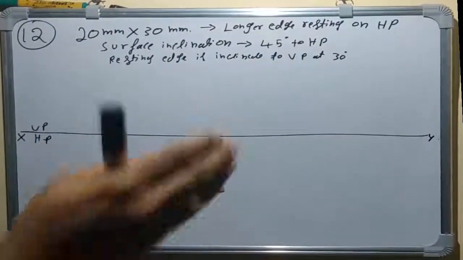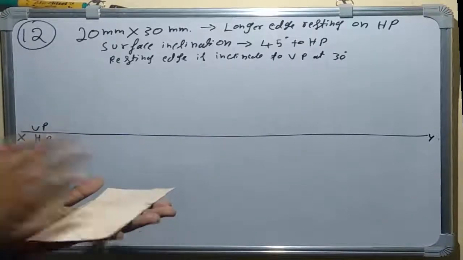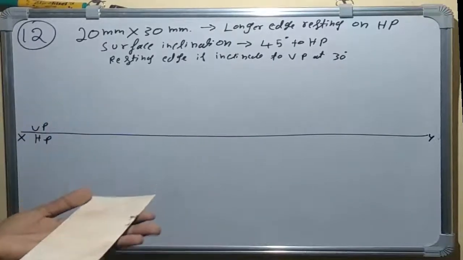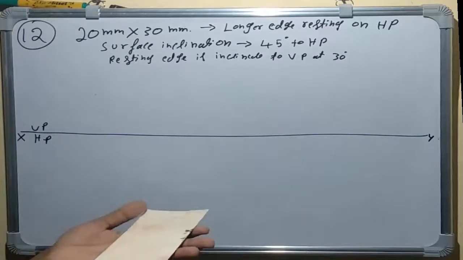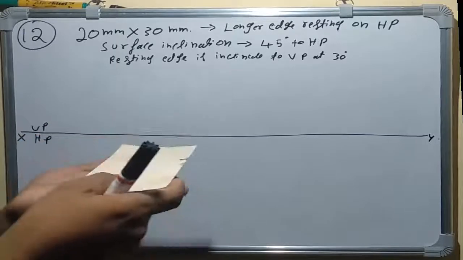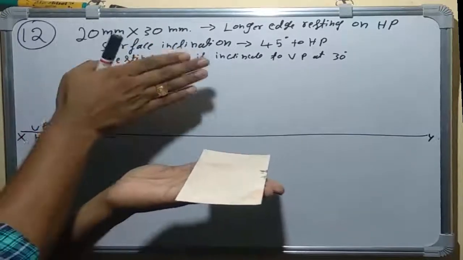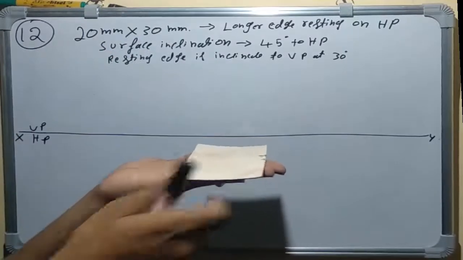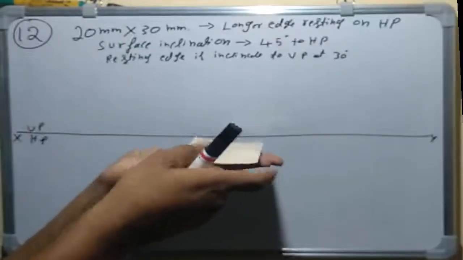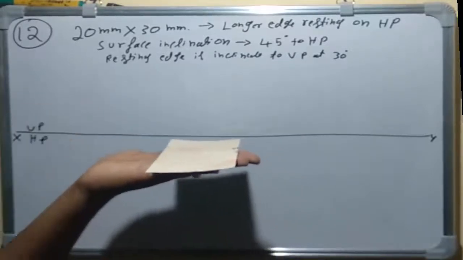Whenever they give the resting condition, we maintain it on the left side. We can maintain either side, but to get a smooth flow, we will maintain the left side. That means the longer edge should be kept on the HP. Consider my hand as the horizontal plane and this board as the vertical plane. So I need to make this rectangular lamina rest with its longer side on HP. So the first step is finished.